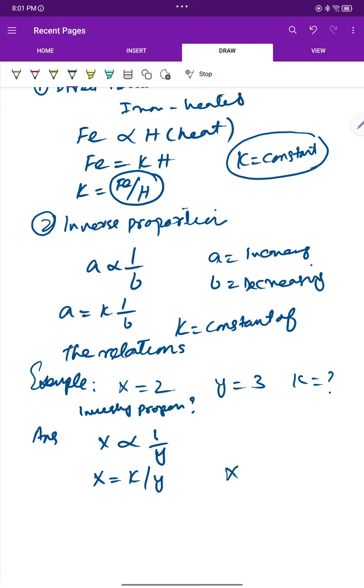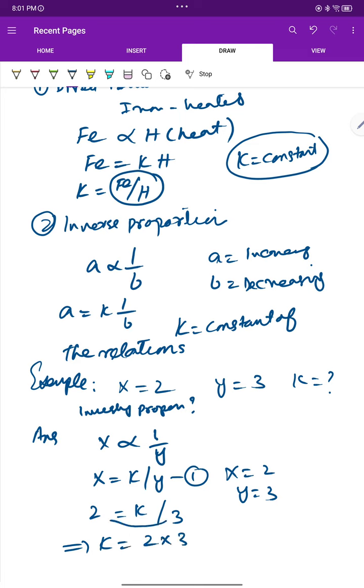So we are given that x is equal to 2, y is equal to 3. Putting the values in this equation, 2 equals k divided by 3, which implies that k is equal to 2 into 3. So k is equal to 6. So the constant is equal to 6.